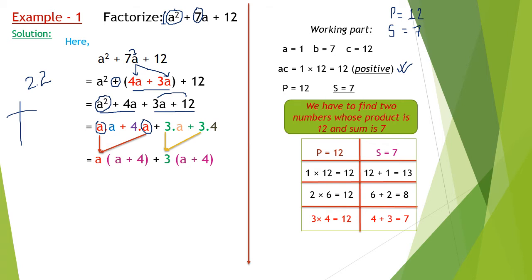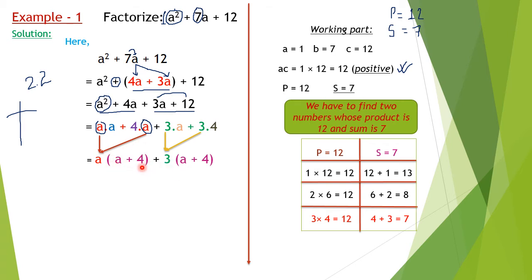And you can see the 4 terms are here. There are 4 terms here, but it changes to 2 terms, and in these 2 terms also, a plus 4 is common.